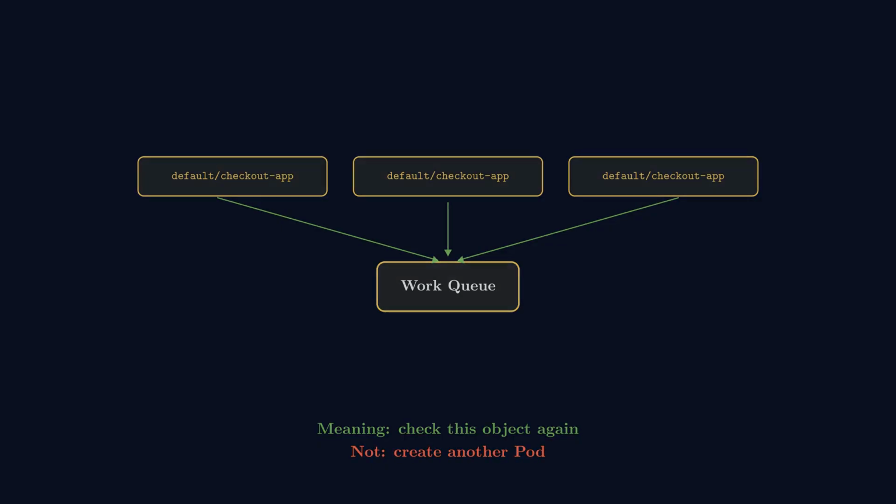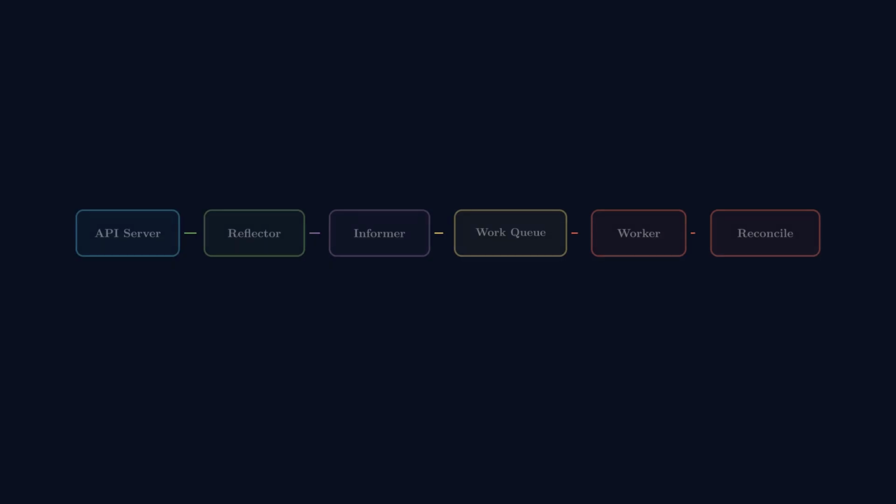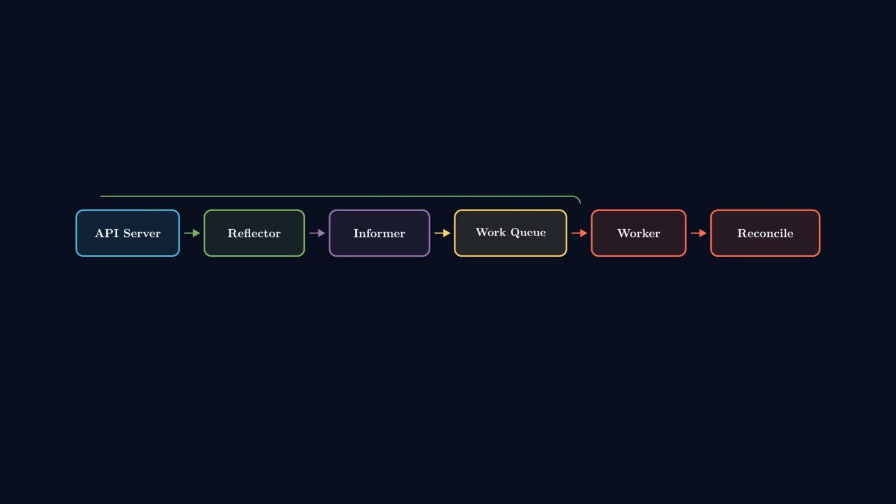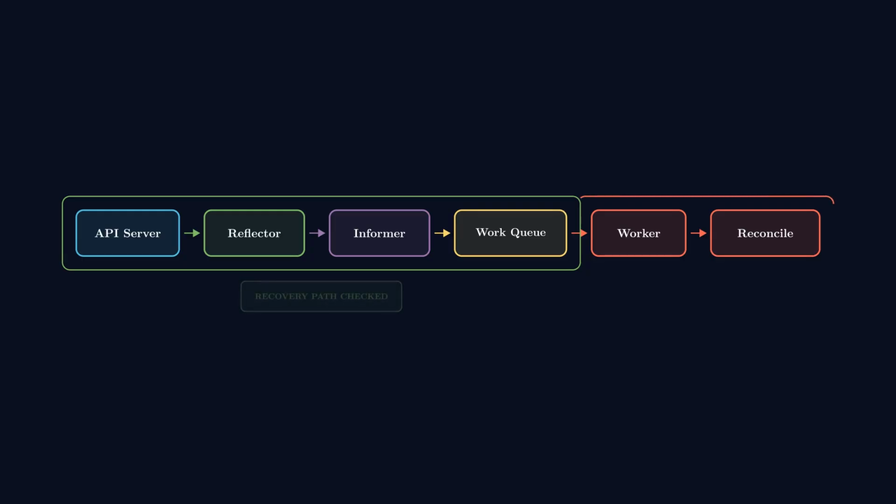At this point, the observation path has passed every check. The API server stored the right desired state. The reflector recovered correctly. The informer cache synchronized correctly. The work queue delivered a valid reminder. The remaining question is what the worker did after receiving that reminder.